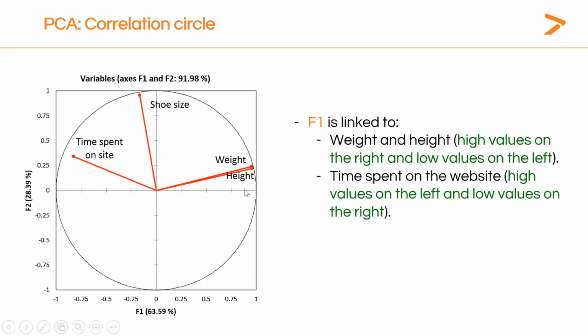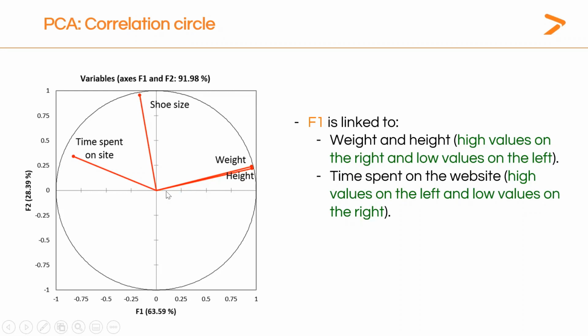So how can you interpret the axes now, F1 and F2? We can say that F1 is linked by an acute angle with weight and height, so it's positively related to weight and height, with high values on the right and low values on the left. On the other hand, you have a wide angle separating F1 from time spent on site, so it's also related to time spent on site, with high values on the left and low values on the right.